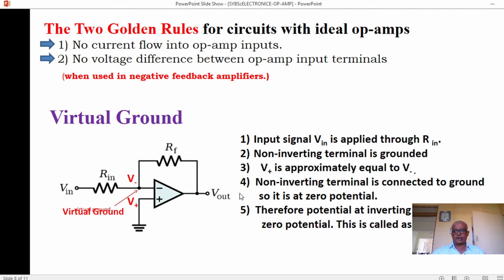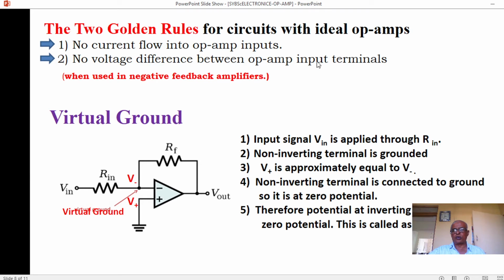In this case, no voltage difference between the two input terminals indicates that the voltage at the V plus terminal is 0 because it is connected to ground, and the voltage at this point should also be 0. Why?